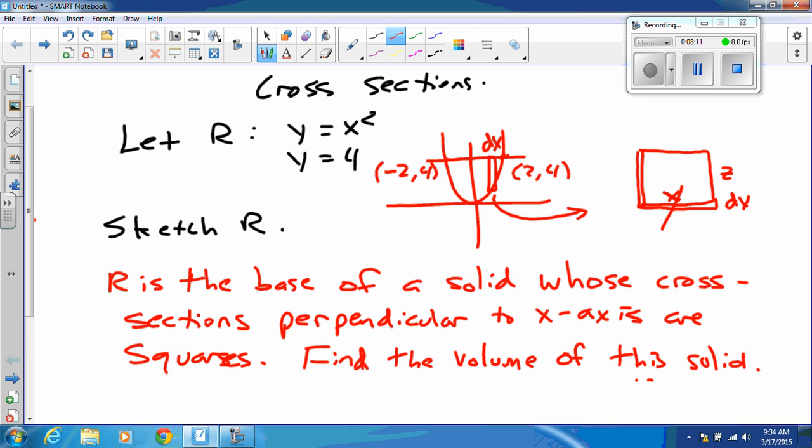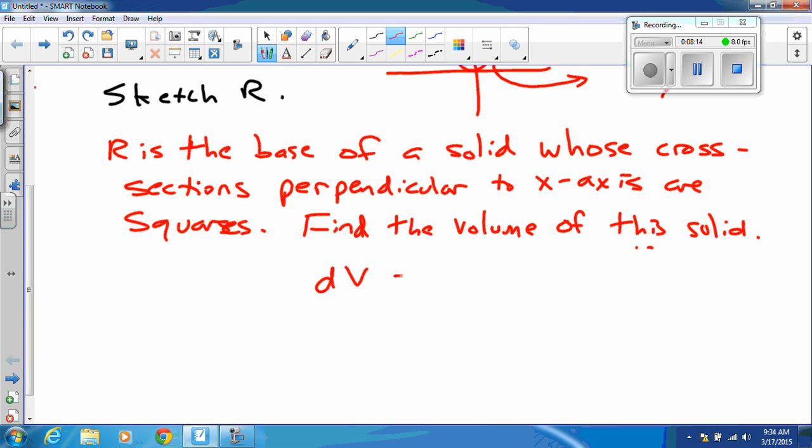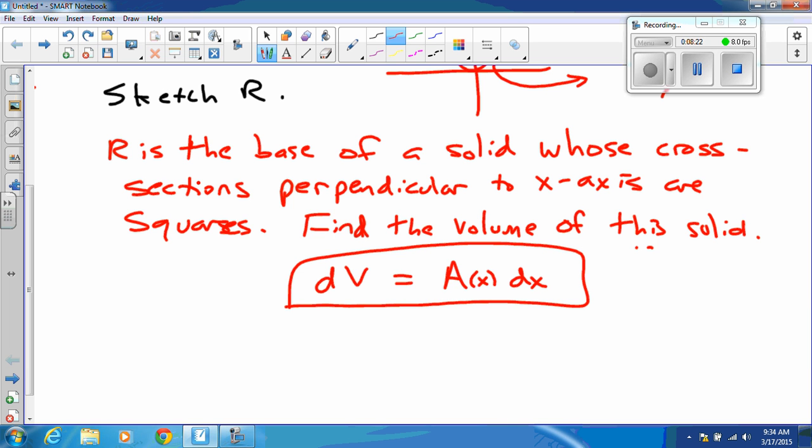So this is the essence of our volume formula, and that is that the little element of volume for my cross section that I cut out of my solid is going to be area times width, area times dx. And therefore, the volume is going to be the sum of all of the different areas times widths from the first to the last x, from A to B. And that's it.